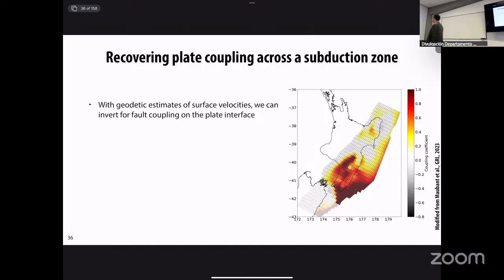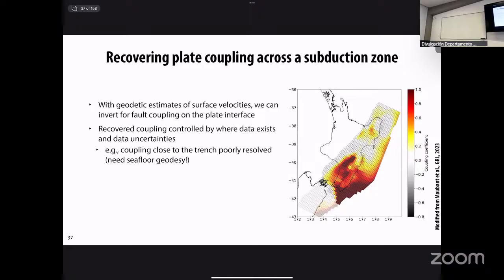It looks like there's one big part of the Hikurangi interface that's very coupled. Of course, it's always difficult to resolve coupling when we don't have data. So if we are far offshore, close to the trench, we don't have GPS stations there, and so our resolution is going to be poor there. Of course, there's seafloor geodesy, which I won't really get into here today, but that can contribute very important perspective on what's happening close to the trench, where we expect our biggest earthquakes and tsunamis to happen.